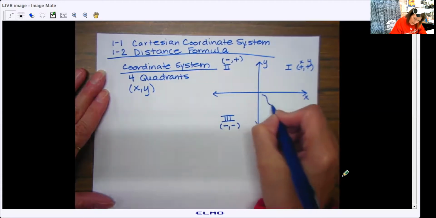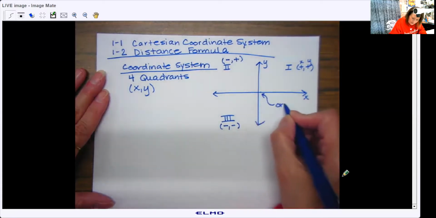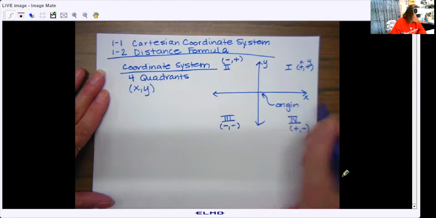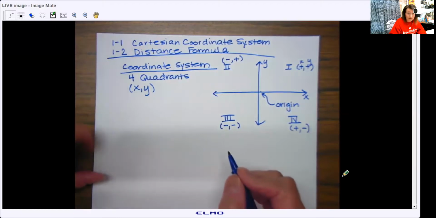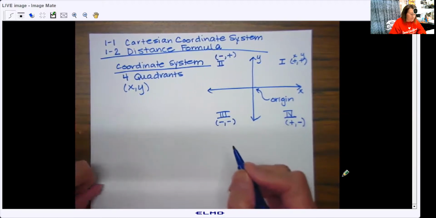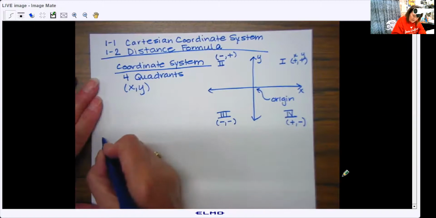Don't forget the name of that little special point there. That's the origin, or the ordered pair 0, 0. Okay, that's just a quick review on the coordinate plane. Now that we've got that, let's move on to the distance formula.